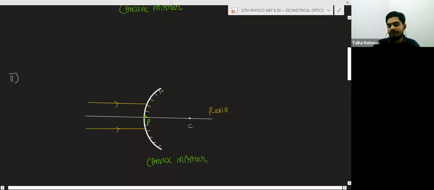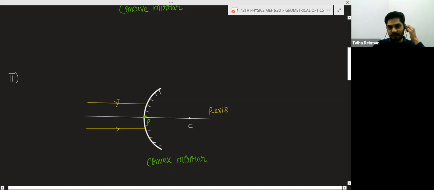Because the reflecting surface is bulging outward, that is why this is a convex surface. Here the reflecting surface is a convex surface, that is why this is known as the convex mirror. So this ray of light and this ray of light are parallel to the principal axis.